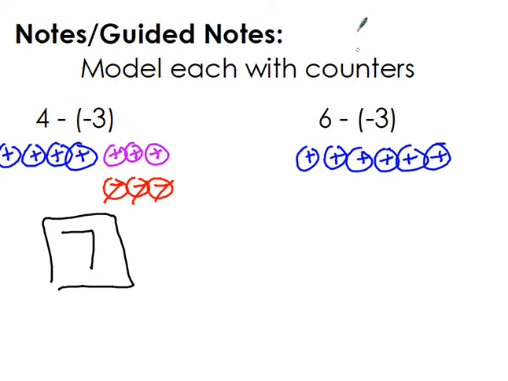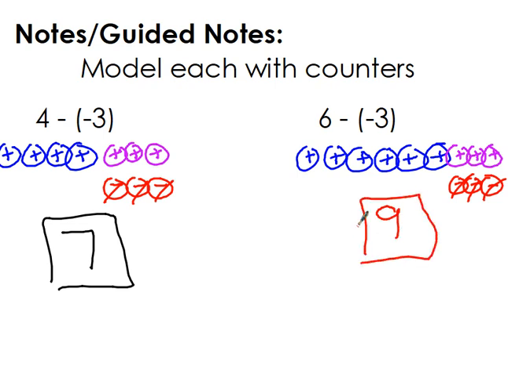Well, I don't have any negative chips. So because of that, I'm going to add 3 negative chips by adding 3 zero pairs, because I need to have negative chips to take away. I'm adding 0, so I didn't change anything, and I'm allowed to add 0 in math. So I had 6 minus negative 3, I took away my 3 negatives, and I'm left with 1, 2, 3, 4, 5, 6, 7, 8, 9. So my answer is positive 9.